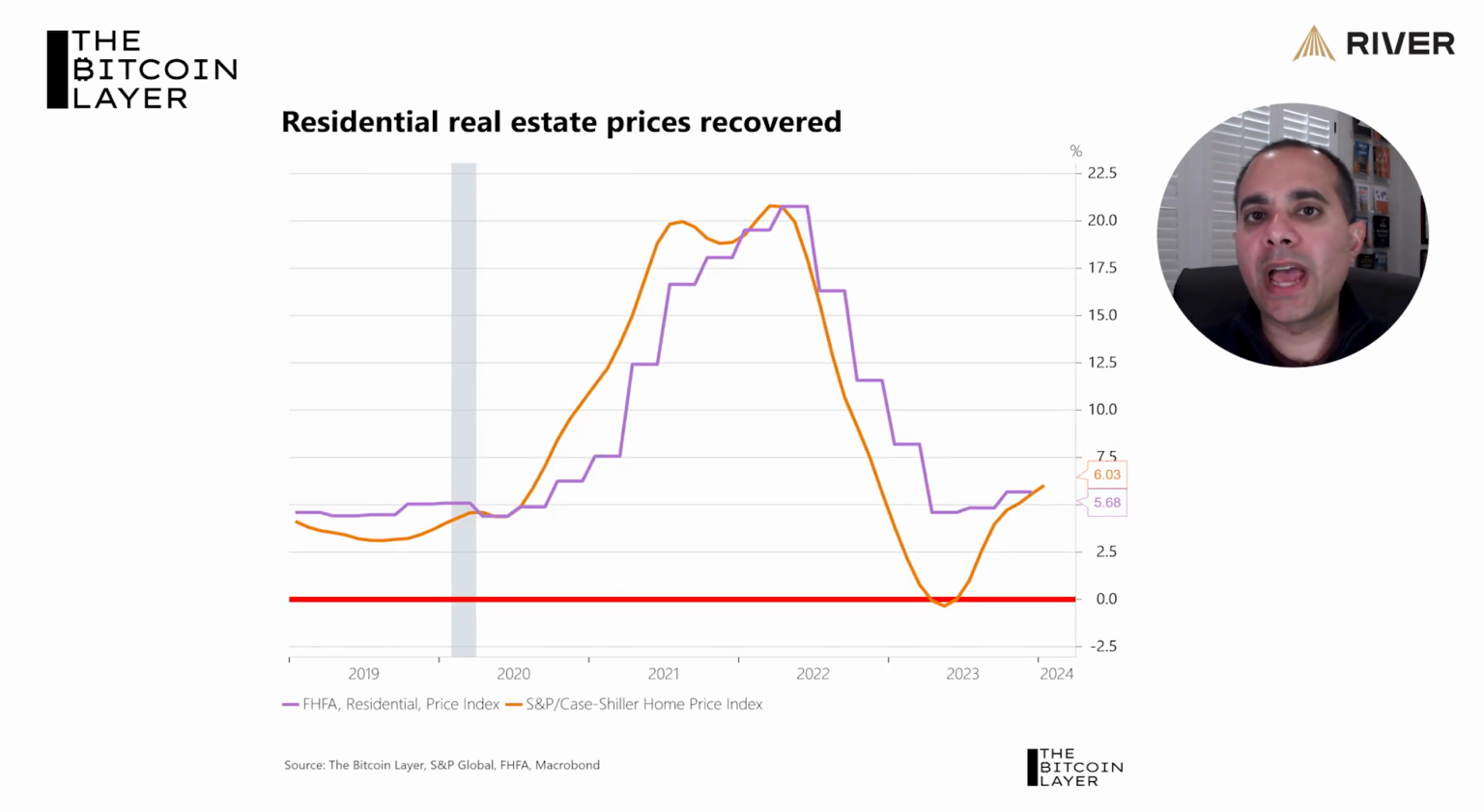On this next chart, we have residential home prices by two metrics. One is the Case-Shiller in orange, and then purple is the Federal Housing Administration's index, and both of them are showing 5 to 6% year-over-year gains. And notice the Case-Shiller dipped to a year-over-year contraction last year and has bounced significantly. So home sales up, home prices up. That drives the wealth effect up.